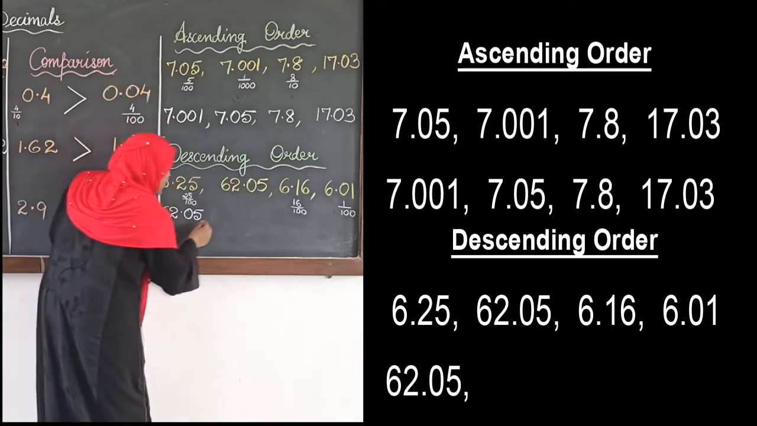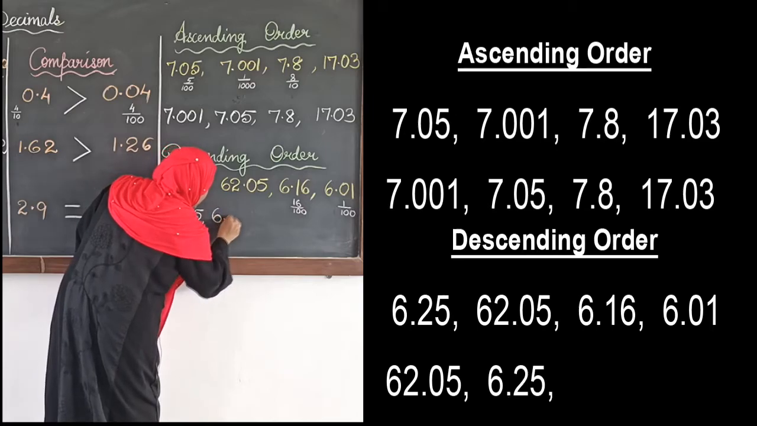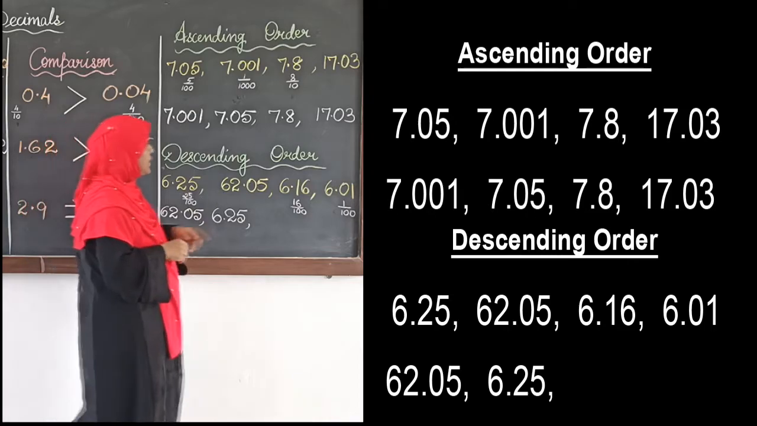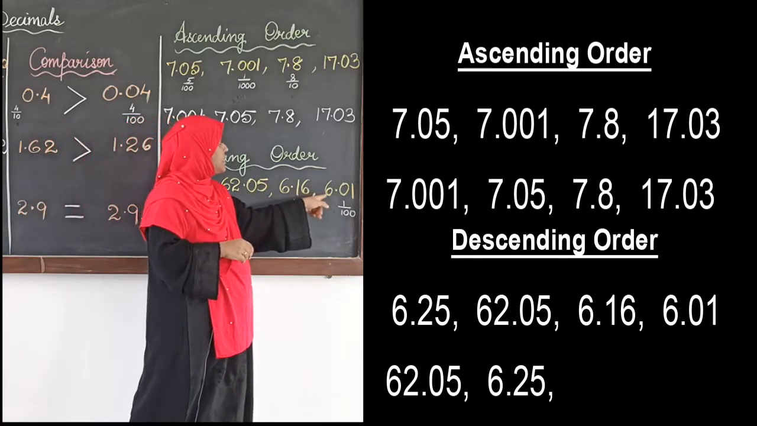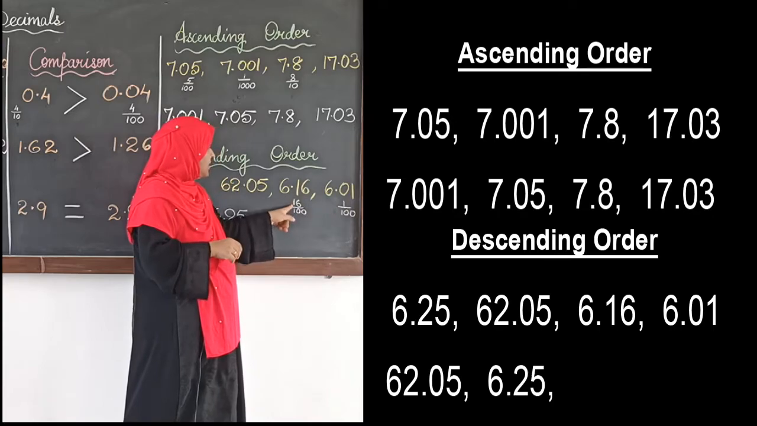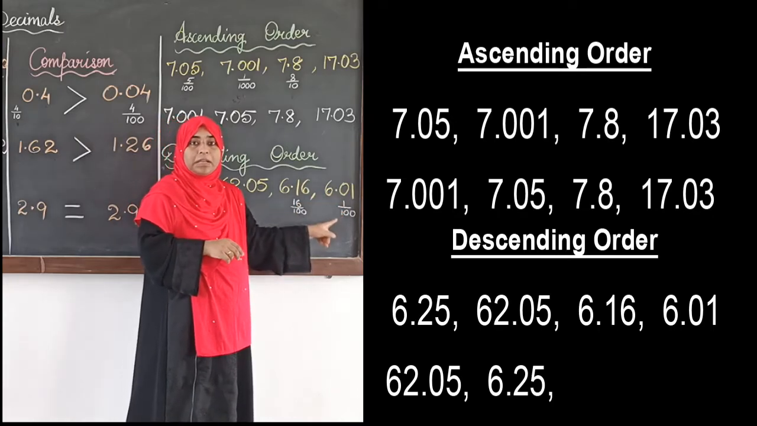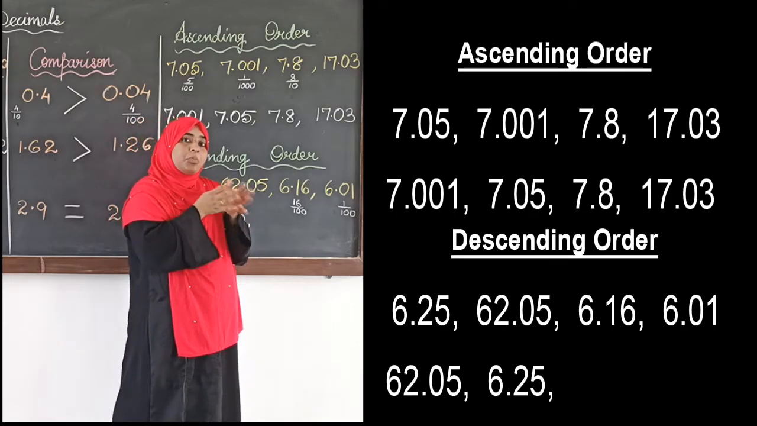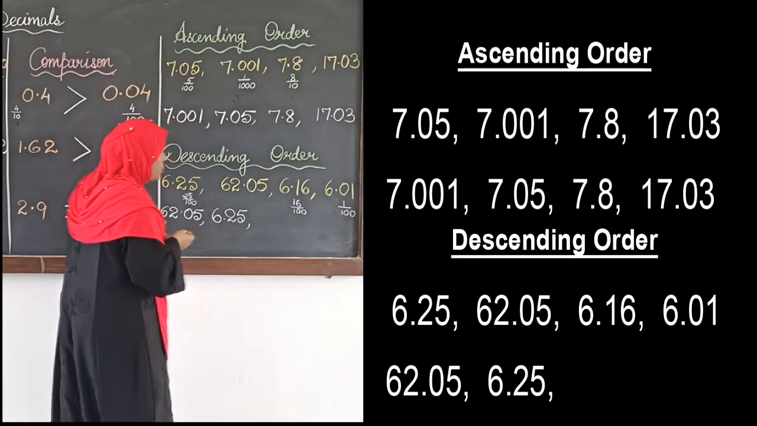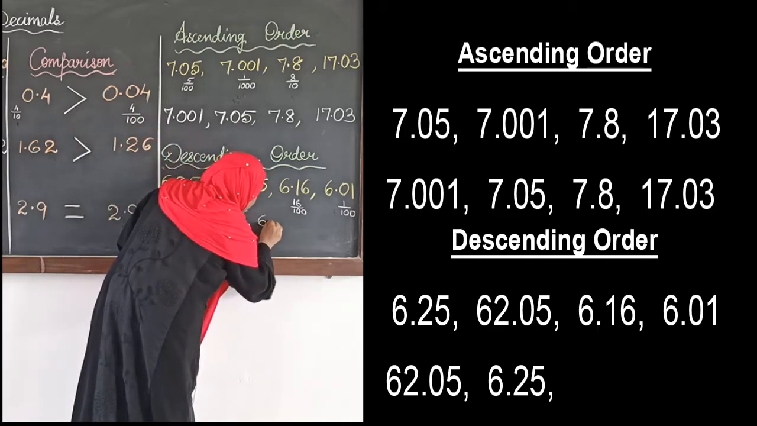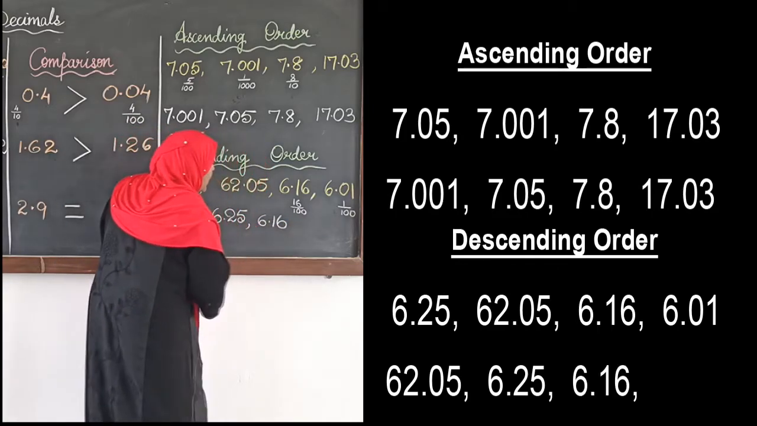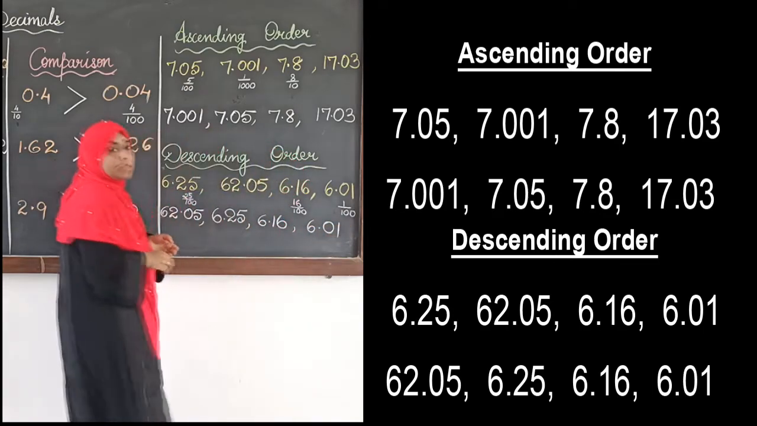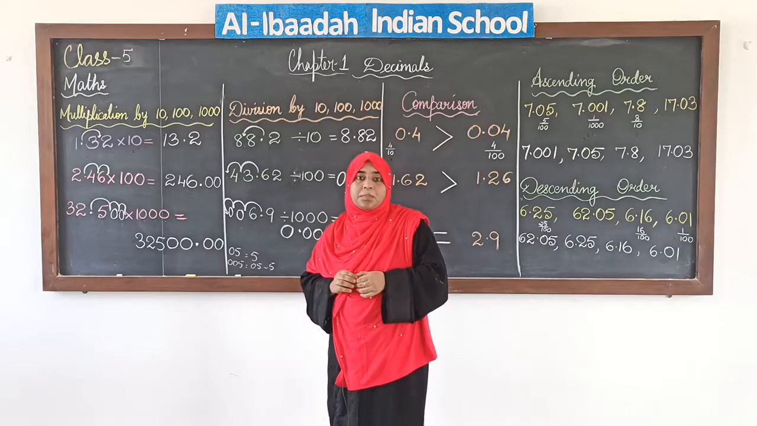Okay. So the next number that we are going to write is 6.25. Okay. Then we are left with 2 more numbers, that is 6.16 and 6.01. So again 16 out of 100, 1 out of 100. Which one will be more? 16 pieces out of 100 what we have taken will have more value or the quantity will be more. So the next number is 6.16 and the smallest number is 6.01. This is how we do the comparison of decimal numbers.